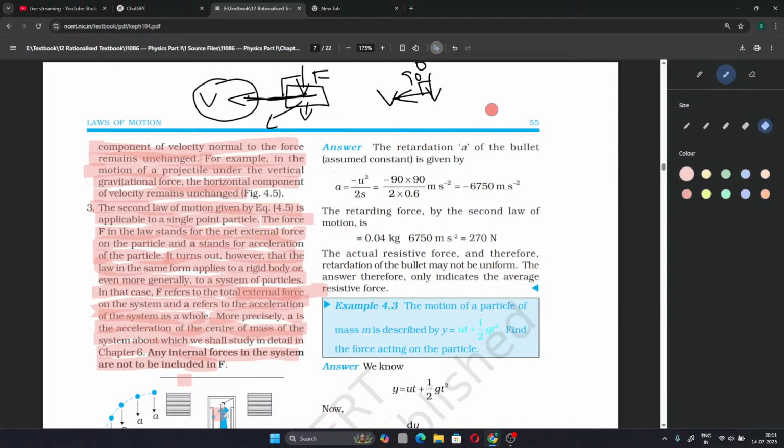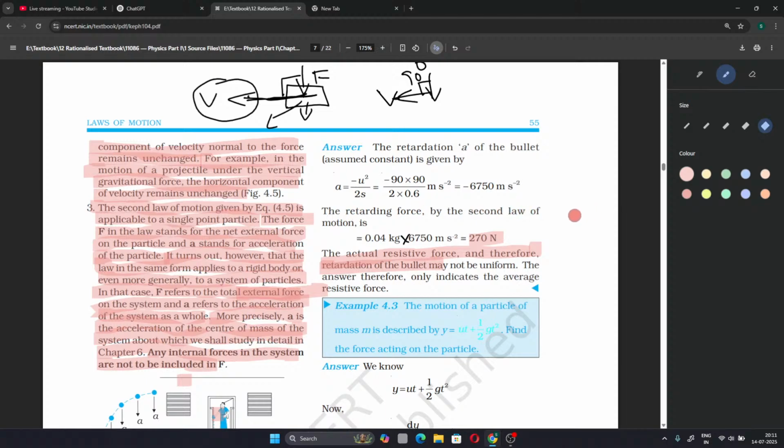Basically, the retardation of the bullet is a. We find the acceleration using the three equations of motion, which we get to be around minus 6,750. It is minus because it is a retardation and not acceleration. And we know that mass times acceleration is force. So we multiply with the mass of the bullet, which is 0.04 kg or 40 grams. When we do that, we get the force to be around 270 Newton.